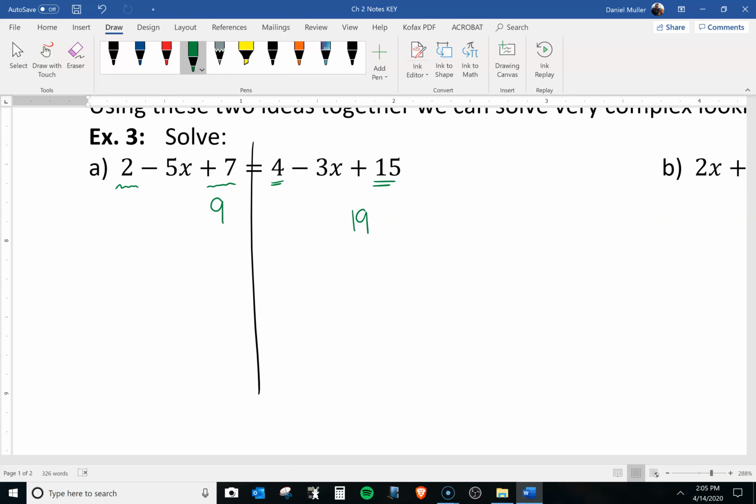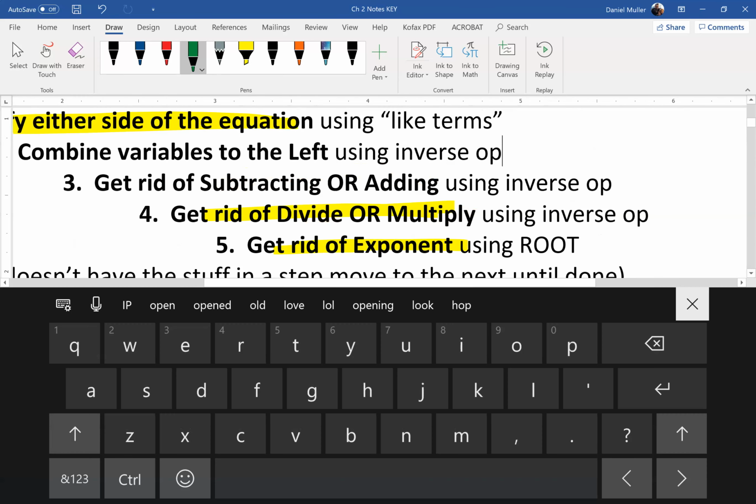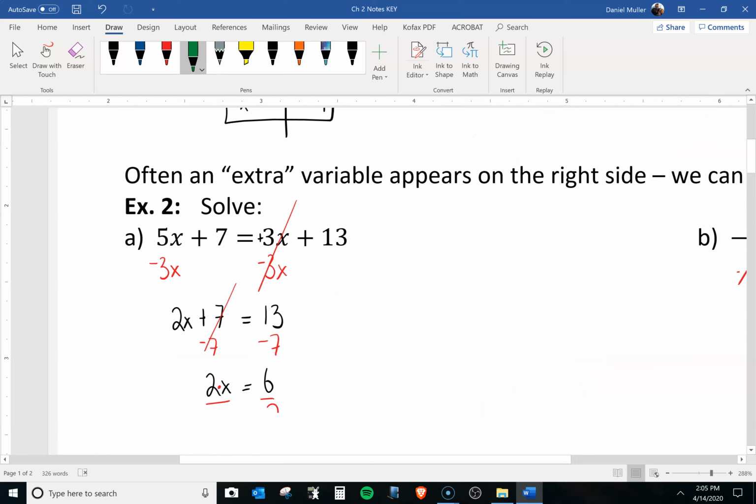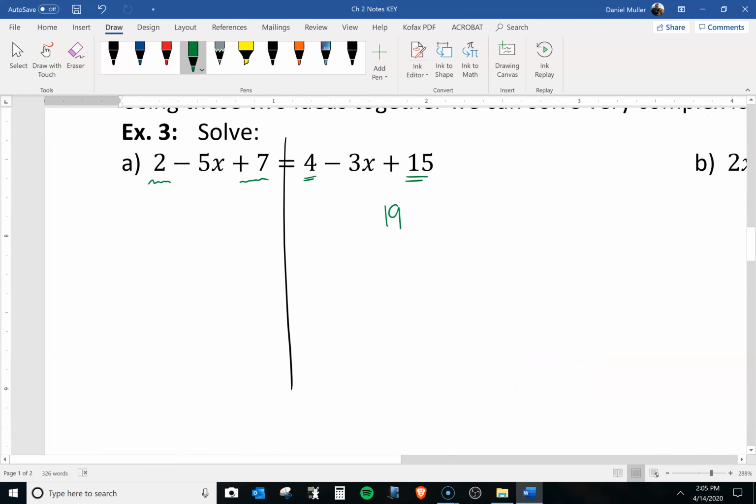Now, I said the word right, and the reason is because whenever I write down the numbers that don't have the x, I like to put that on the right, and the numbers with the x I put on the left. So here's my equal sign. What I mean by that, looking at this side, 4 and 15 gave me 19, and the negative 3x is right there. I wrote the x on the left and the 19 on the right.